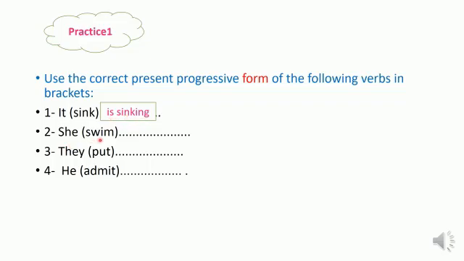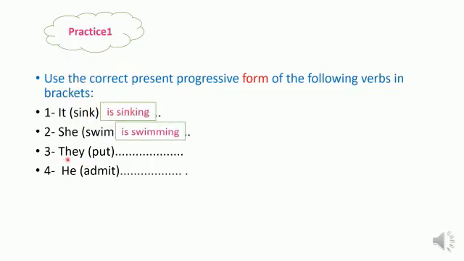She and swim. Here we have the verb swim. She, of course, the verb to be should be is. Okay, swim is composed of one syllable. It ends with a consonant. Before the consonant we have a vowel letter, so double the consonant: she is swimming.